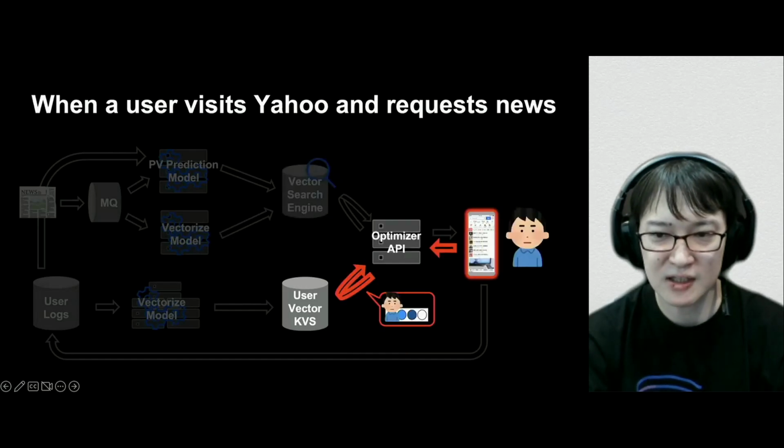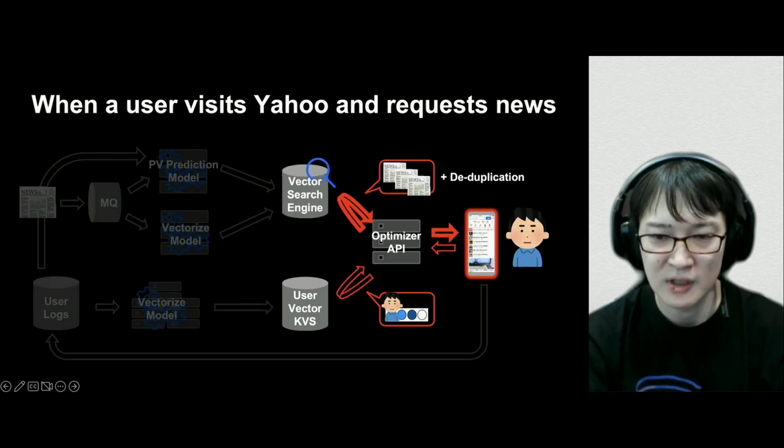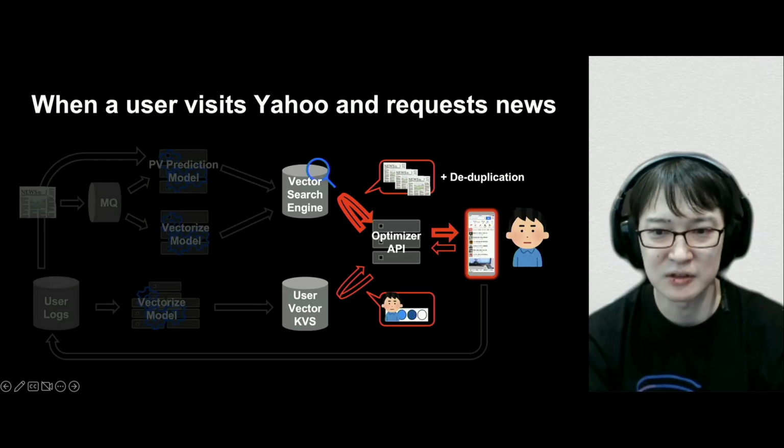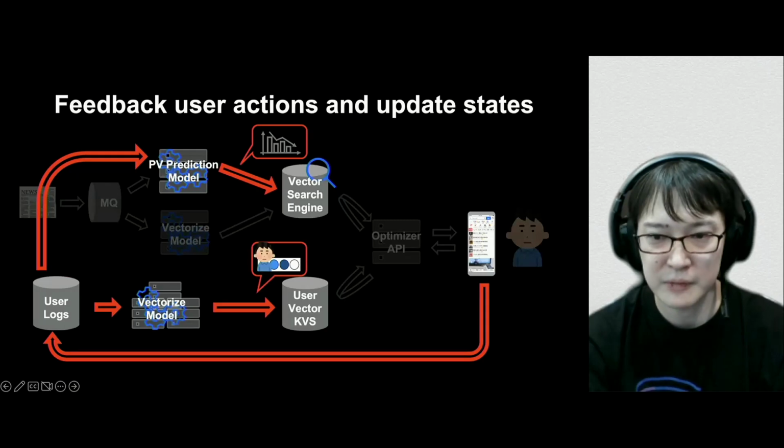We wait for the user to visit. When a user visits the service, we retrieve the user's feature vector from KVS using the user ID as a key. A request is then made to the vector search engine with it as a query to obtain a list of articles that are close to the user vector, and after removing duplicates from the list, the list of recommendations to the user is complete. Since the actual calculation after receiving a request from a user is almost exclusively similar vector search, the result can be returned at high speed.